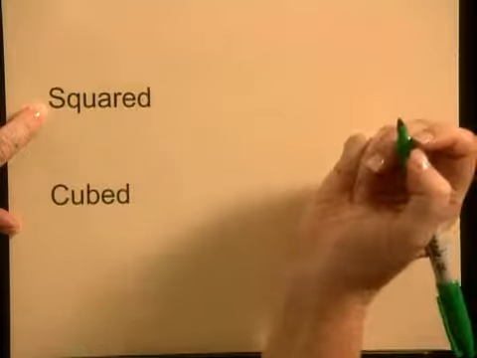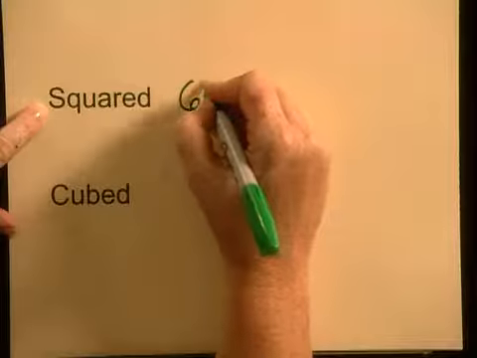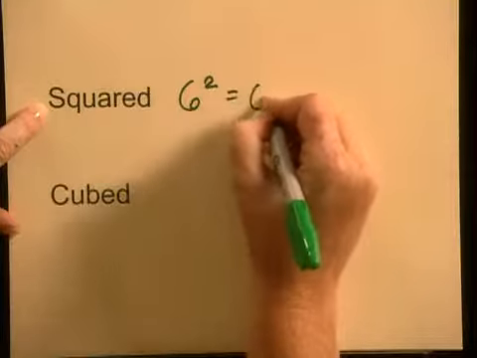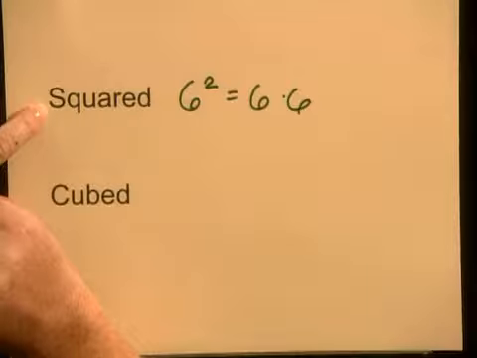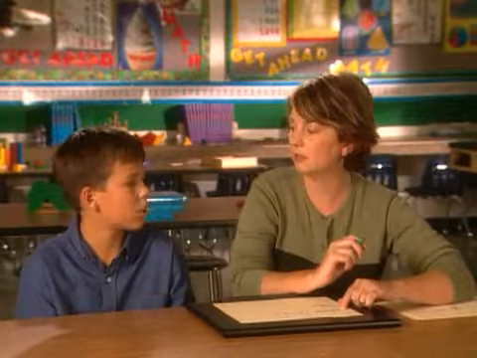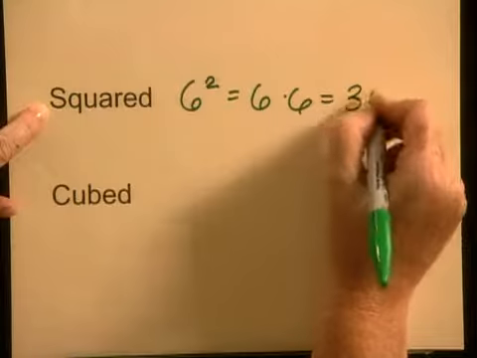We have fancy names for saying that we're going to multiply a number times itself twice. That one is squared. Let's say we have 6 to the second power, or 6 times itself. We call that 6 squared. What is 6 times 6? 36. Good job.